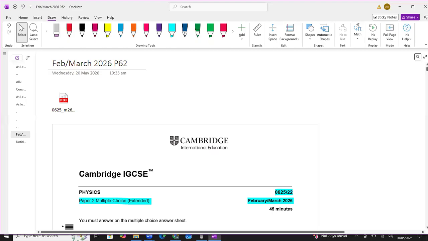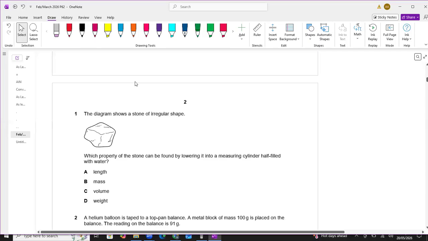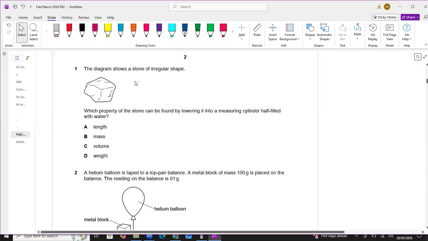Start the paper Feb March 2026, paper 6 variant 2. It could be important for your upcoming exam. All right, so we will start from question number 1.